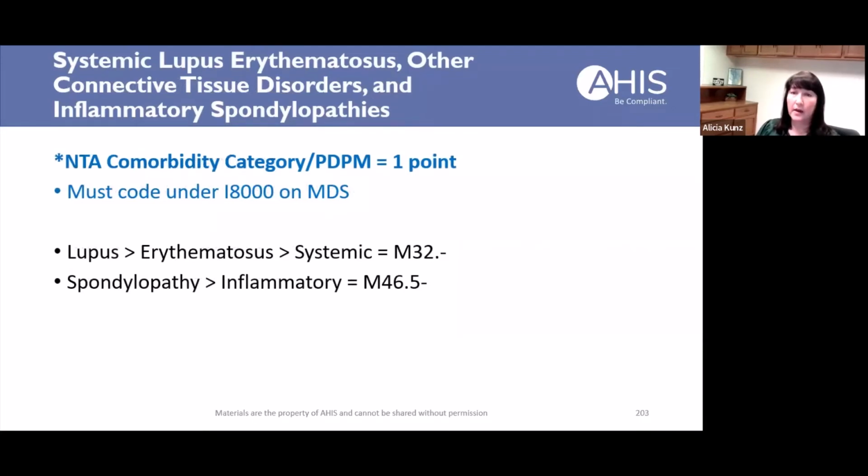Lupus, basically, and other inflammatory spondylopathies is the next category that can get you 1 point. Again, these are I-8000 codes. So the way you can look those up is marked here on the screen. As you can see, for lupus, you start with the main term lupus, subterm erythematous, subterm systemic, and that brings you to M32 codes. And then inflammatory spondylopathies, you just start with spondylopathy and inflammatory, and it takes you to an M46 code.